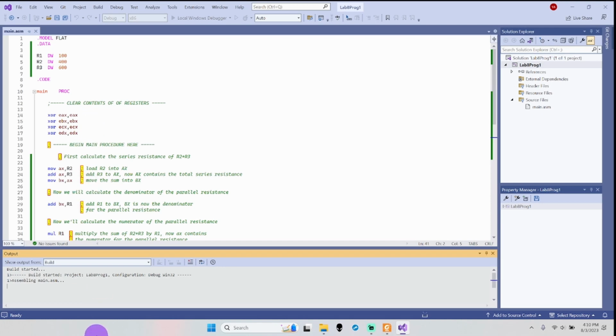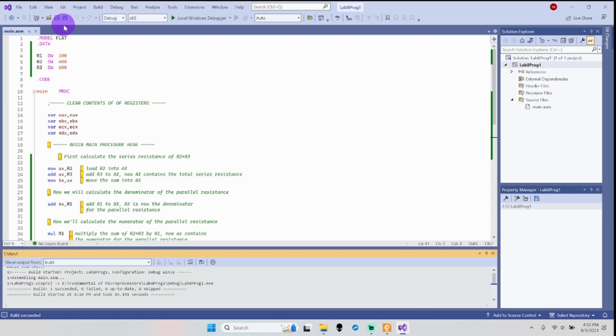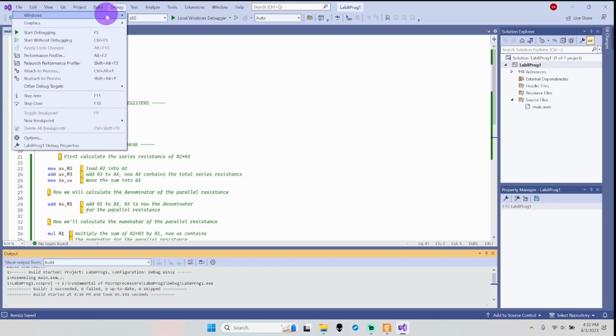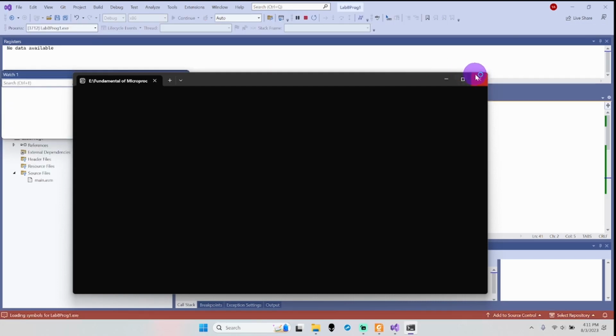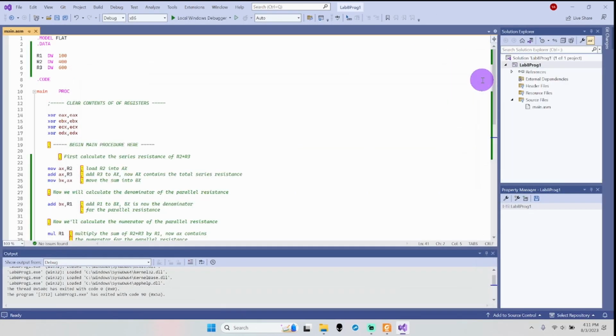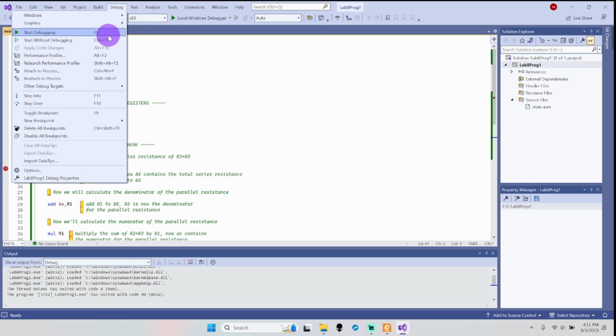Also, be sure your program is saved, just in case something happens. Okay, we're going to do debug, start debugging. Oh, I forgot. You probably noticed that I forgot the breakpoint. Let me stop that. Let's try it again. Put a breakpoint right here in the beginning. All right, let's try it again. Debug, start debugging.